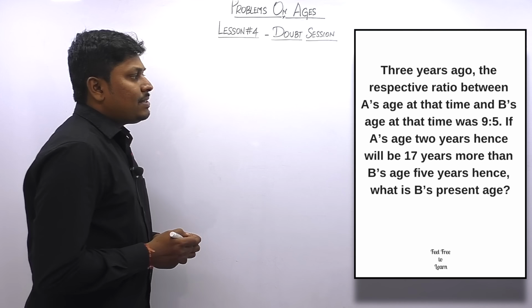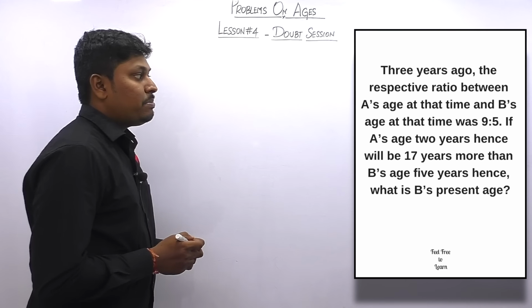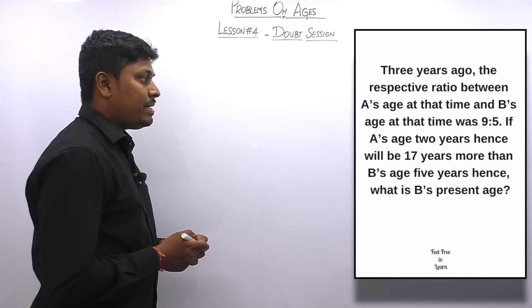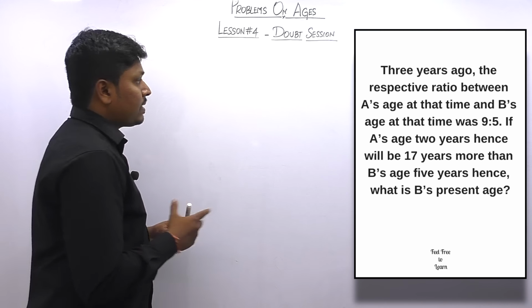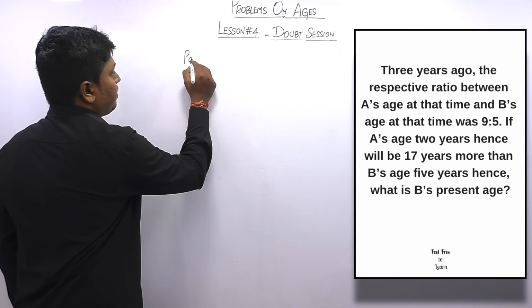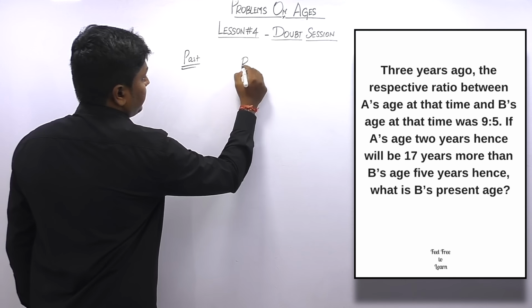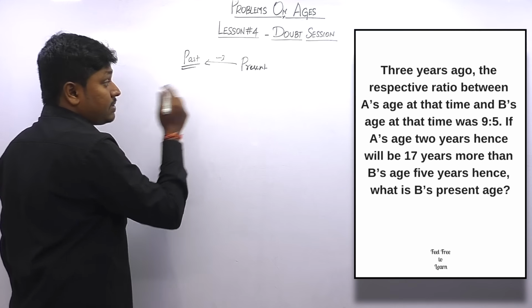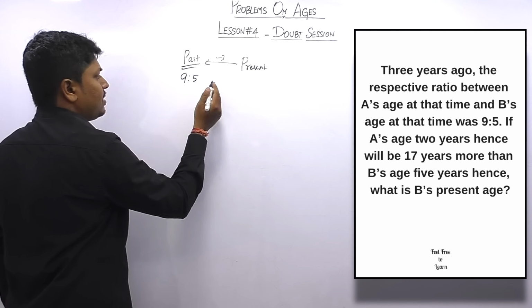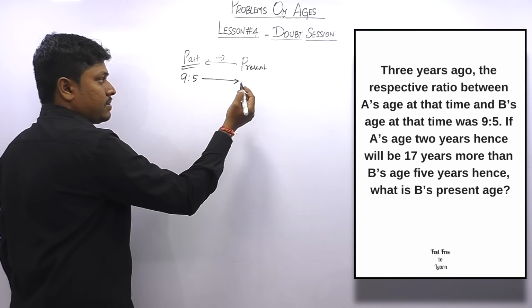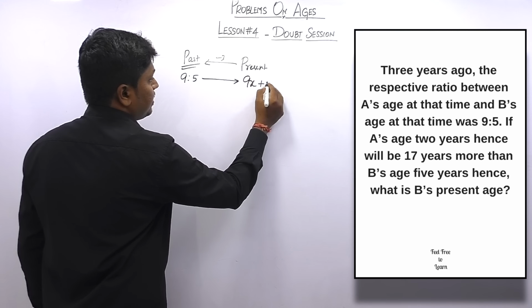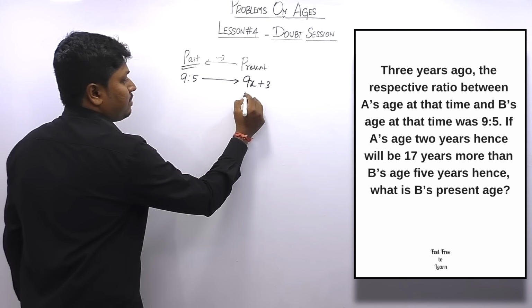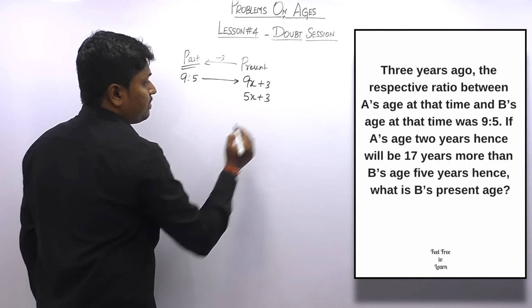Okay, so what they are saying: 3 years ago the ratio between A's age and B's age at that time was 9:5. So 3 years ago, they are talking about the past, and here is the present. Their ages 3 years ago are in the ratio 9:5. Then from the past to the present, 9x plus 3 will be A's age, and 5x plus 3 will be B's age.